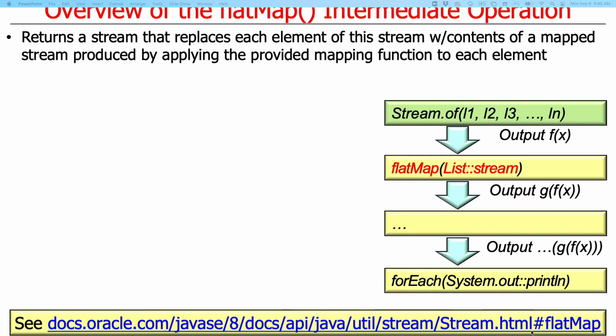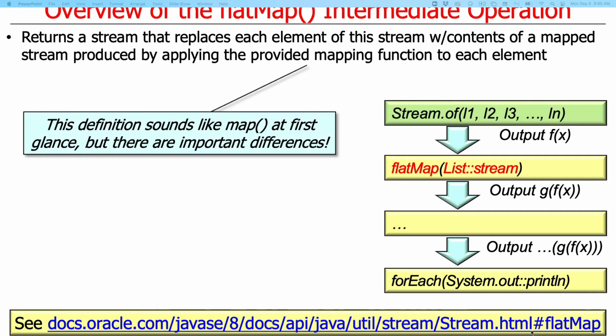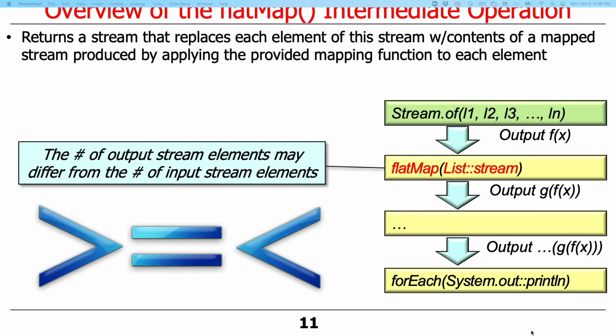Returns a stream that replaces each element of this stream with the contents of a map stream produced by applying the provided mapping function to each element. So that's what it says. And when you first look at this, you're like, that sounds just like map. But it's not like map. And here's probably the easiest way to realize it's not like map. The number of output stream elements produced by flatMap doesn't have to equal the number of input elements.